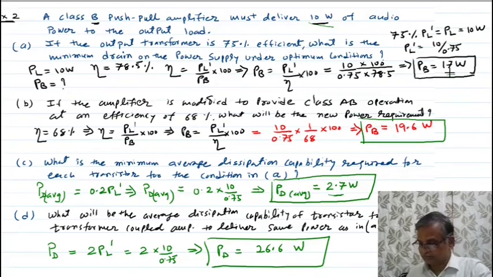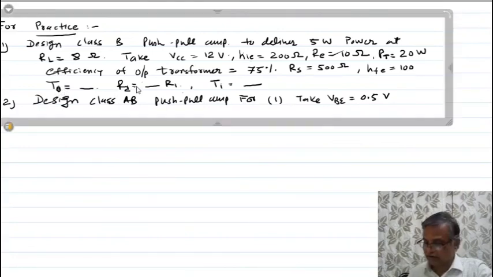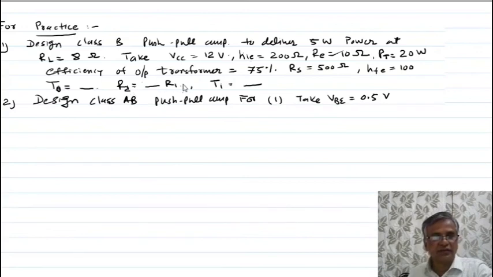Now some numericals I am giving you for practice. Design a class B push-pull amplifier to deliver 5 watt power to an 8 ohm load. Take VCC equal to 12 volt, and find out the value of the output transformer. Find the relation between R2 and R1 and the input resistance. Design the class AB push-pull amplifier as well. Here, please remember, you have to take VB equal to 0.5. Try to solve these two numericals.